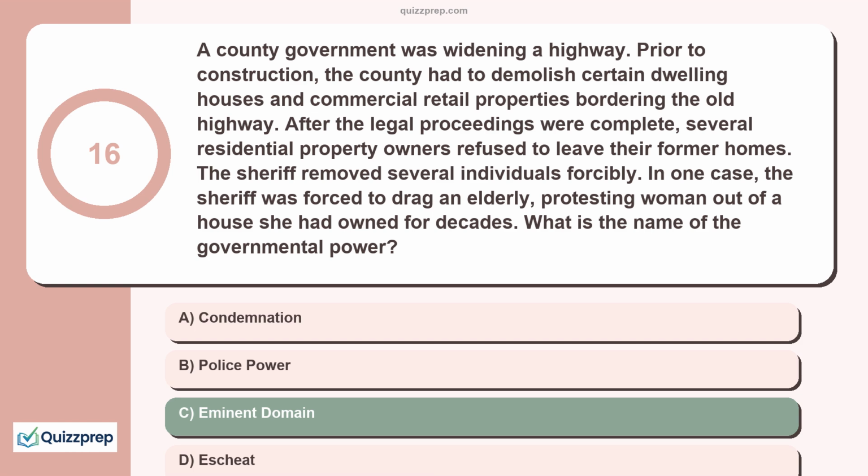A is incorrect. Condemnation is the name for the legal proceeding to determine what just or fair compensation is for each parcel of real estate taken by the government. It is not the name of the government power itself. B is incorrect. The government's police power is the right of the government to establish and enact laws to promote public health, public safety, public welfare, and morals. Two classic examples of police power are zoning and building codes. Test-taking tip: when the government exercises its police powers, typically no compensation need be paid to affected property owners.